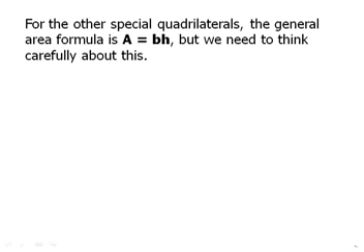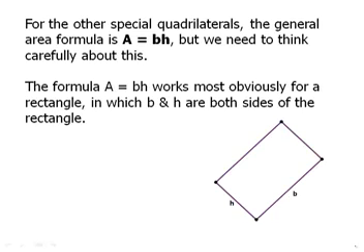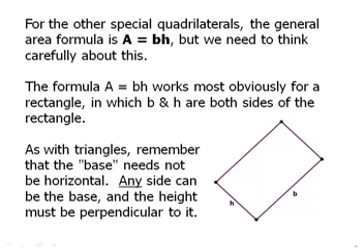For the other special quadrilaterals, the general formula is area equals base times height, but we need to think carefully about this. The formula area equals base times height most obviously works for a rectangle, in which B and H are sides of the rectangle. As with triangles, remember that the base need not be horizontal. Any side can be the base, and the height must be perpendicular to it. So for a rectangle, the area is just the product of the two different side lengths.